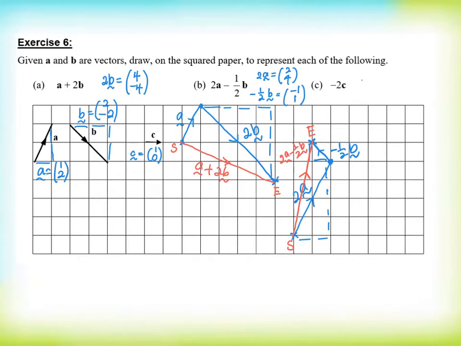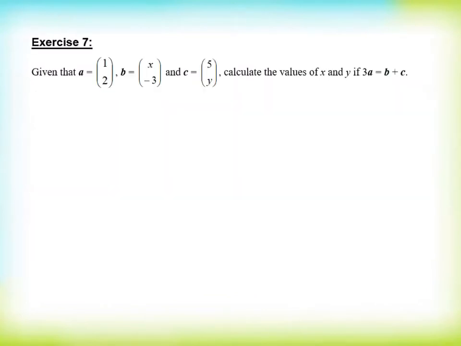Last but not least, negative 2 of C will give me (negative 2, 0). So how do I draw negative 2C? I'll start from here. I'll move negative 2 units and 0. So this will be the vector negative 2C. Have you gotten the answer? Now enough of drawing. Let's go on to the next part to solve some equations involving vectors.